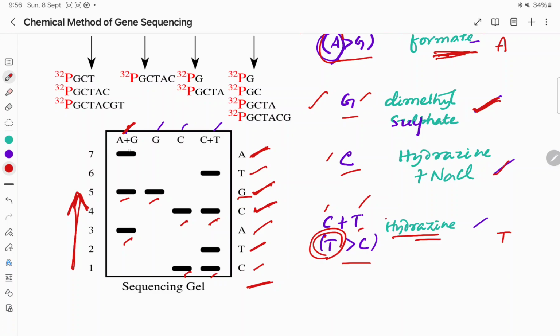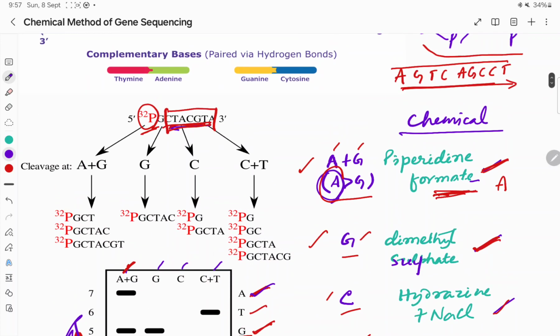But when we get only one spot at A plus G, then it is identified as A, and when we get only one spot at T plus C, then we will identify it as T, and accordingly we will know the base sequence this way. So C, T, A, C, G, T, A. So you can see here C, T, A, C, G, T, A. This is the sequence which we have already initially taken.